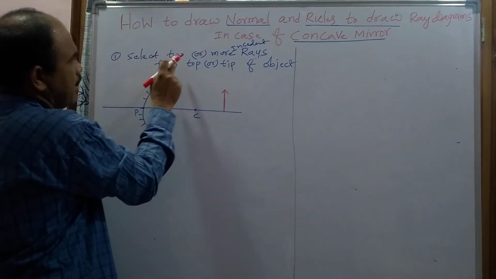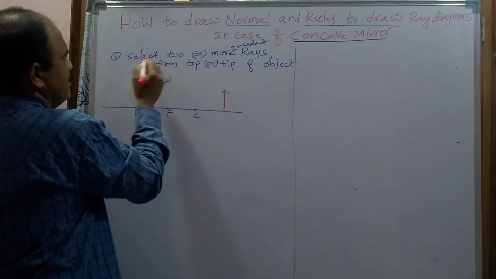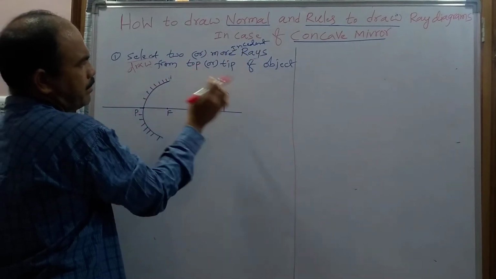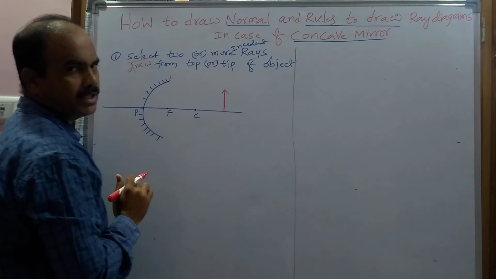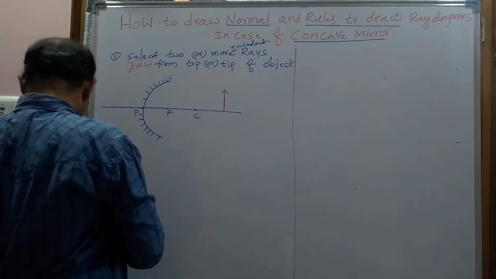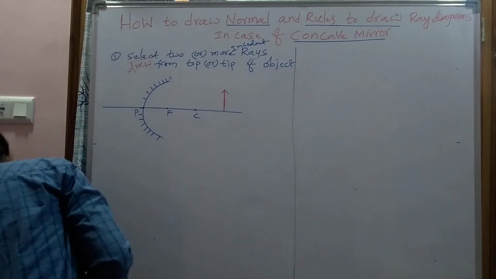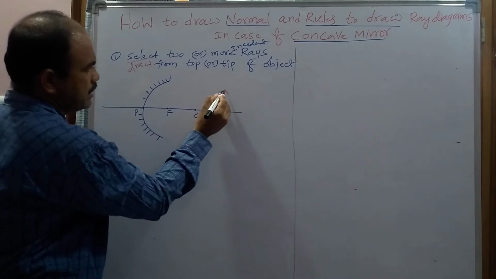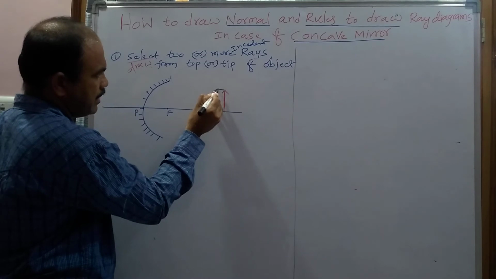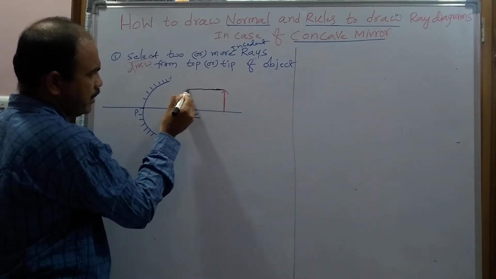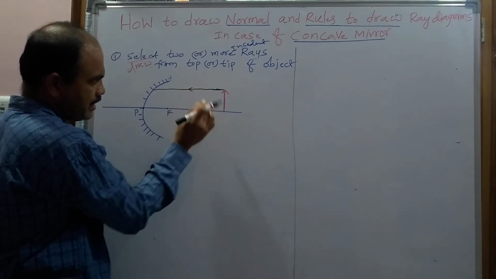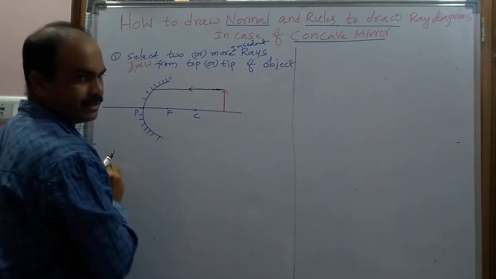So what is the first rule? Select or draw two or more incident rays from top. This is called top or tip of the object. So now I am selecting two or more rays. One ray, I am selecting, which is parallel to principal axis. This is the top or tip of the object. From the top of the object, I am selecting an incident ray. Incident ray means the ray which is coming towards the mirror. This incident ray is parallel to principal axis. This is called the principal axis.